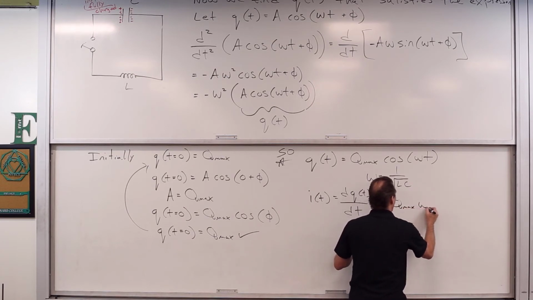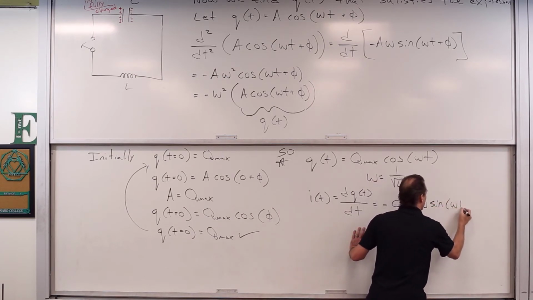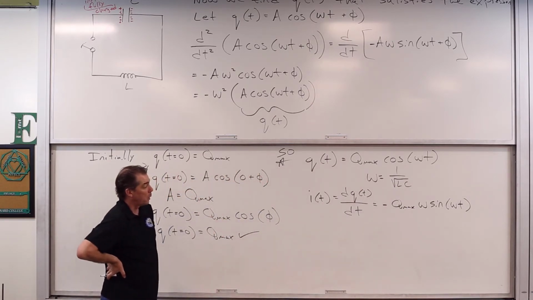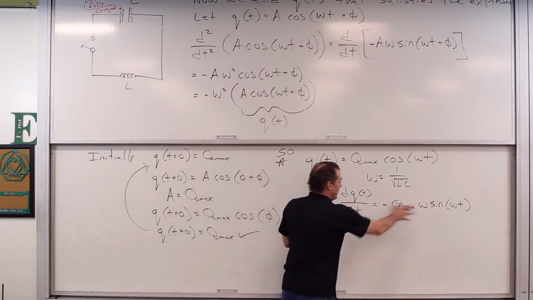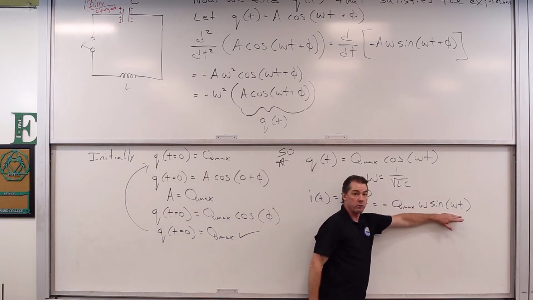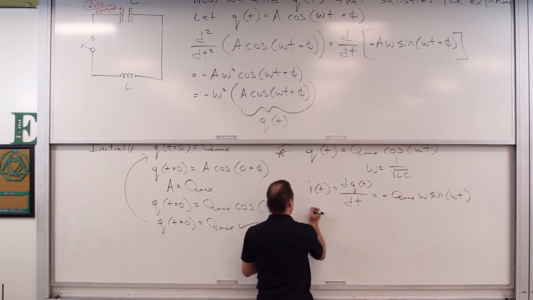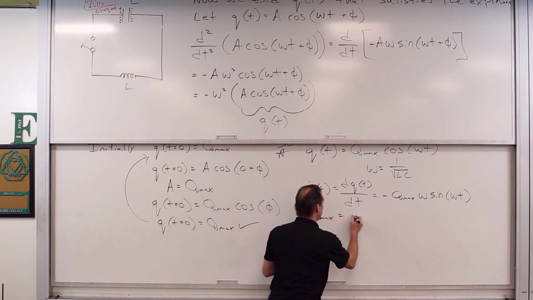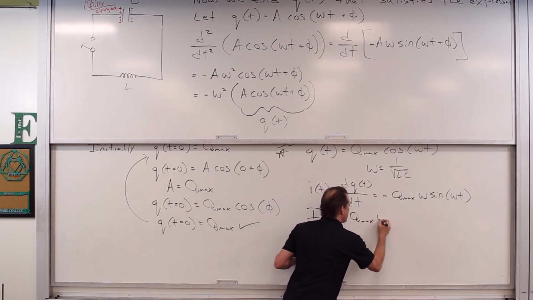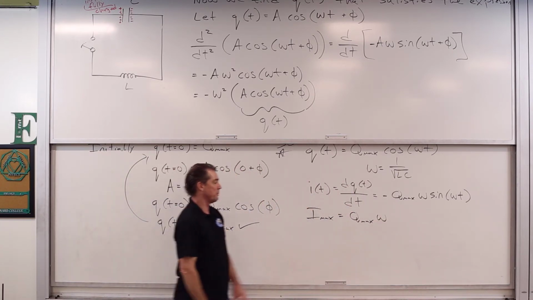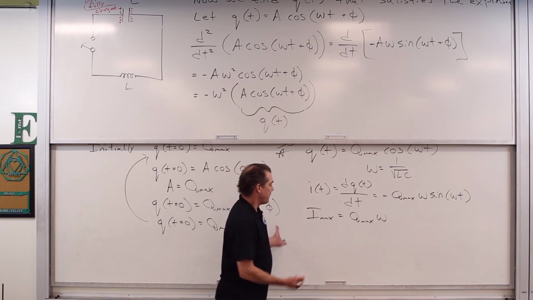Negative Qmax omega times the sine of omega t. Well, what is this? This has to be the current as a function of time. Current as a function of time follows this. And what do we have? We have to have that I max is equal to Qmax times omega, which is equal to Qmax over the square root of LC, which is the max current.